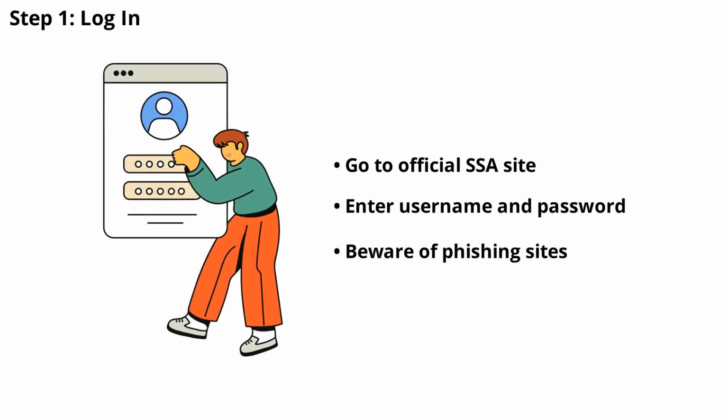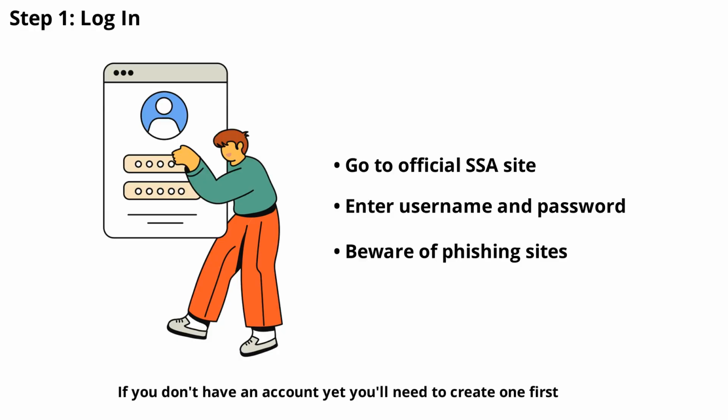To begin, visit the official Social Security website and log into your account using your username and password. If you don't have an account yet, you'll need to create one first. Make sure you're on the official SSA website to avoid phishing scams. Once logged in, you'll be ready to start the two-factor authentication setup process.